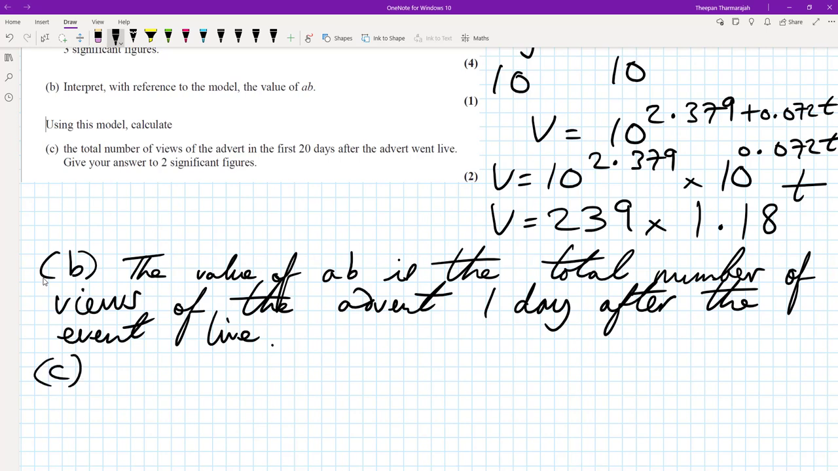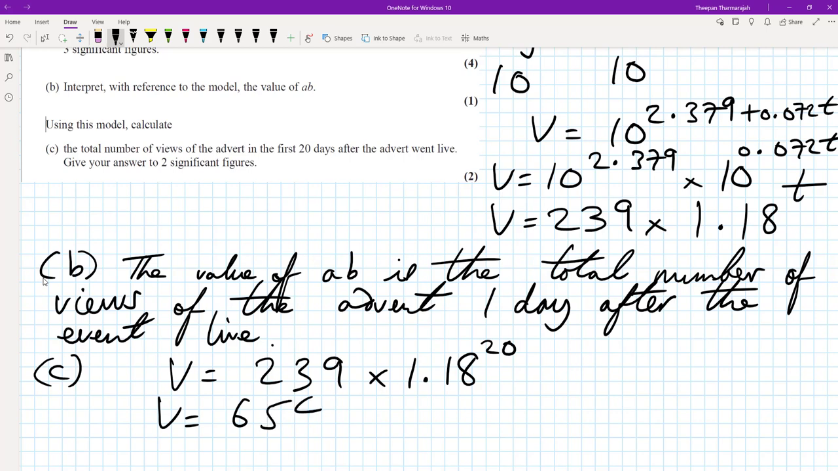Part C says, using this model, calculate the total number of views of the advert in the first 20 days after the advert went live. Give your answer correct to 2 significant figures. So we can just say v is equal to 239 times 1.18 raised to the power of 20. Then on my calculator, that will give me 6,546.935 and so on. And that is equal to 6,500 rounded to 2 significant figures.